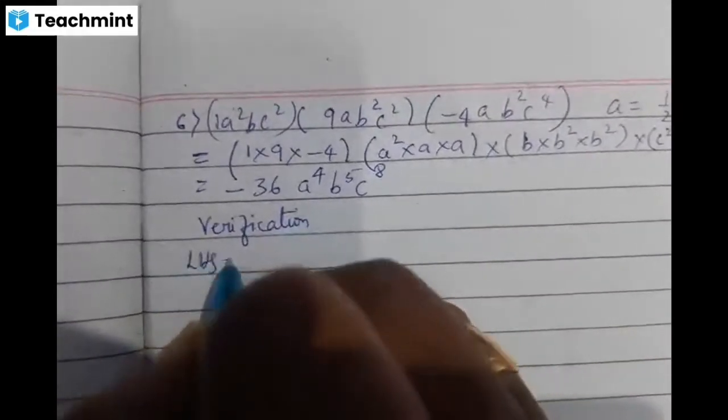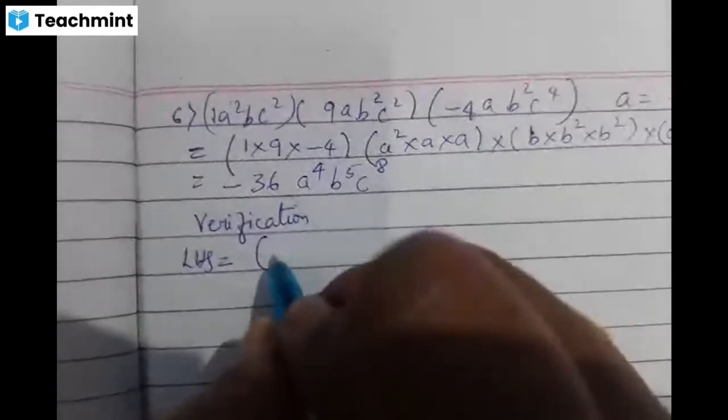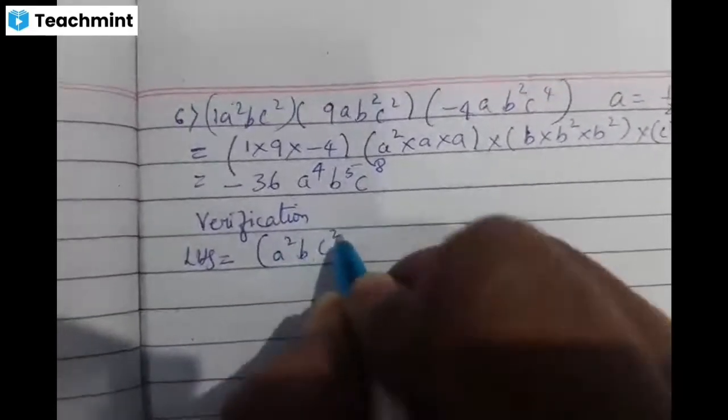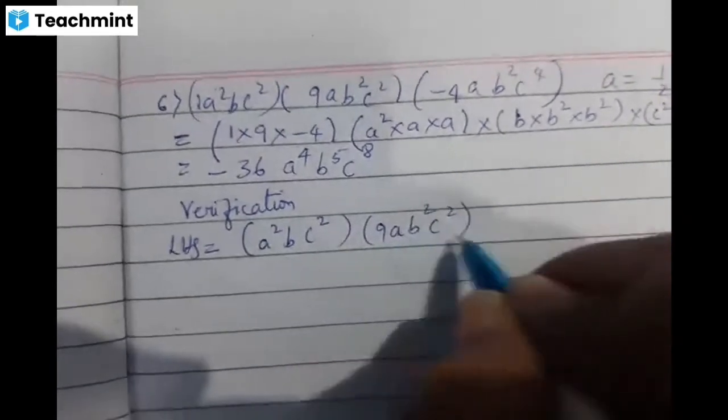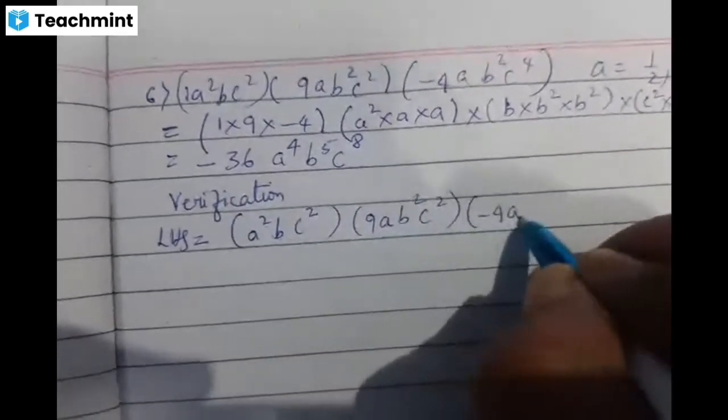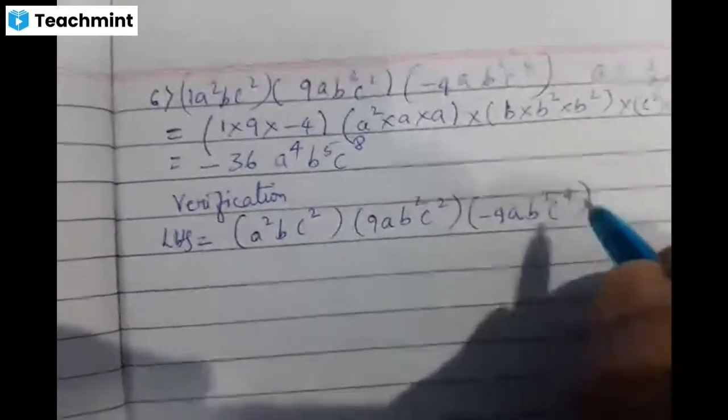consider LHS, which is a square b c square into 9 a b square c square into minus 4 a b square c to the power of 4.